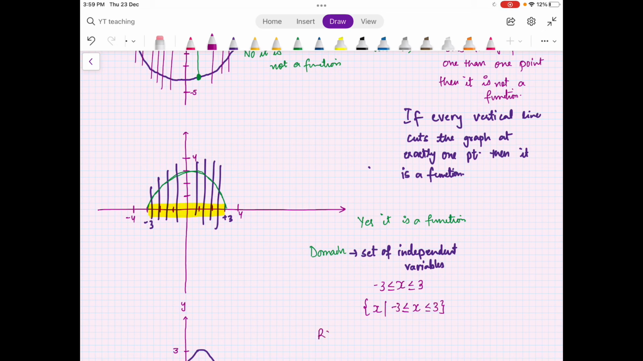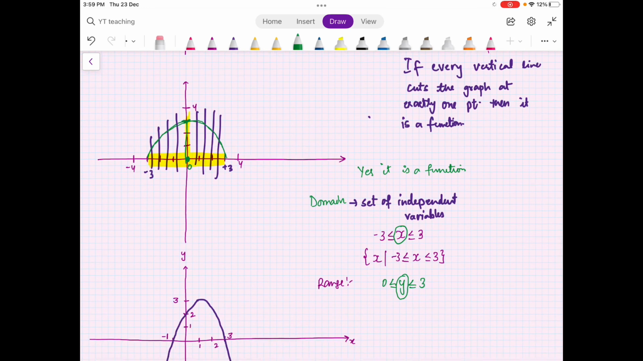And range is the dependent variable range. So you have to see the height of your function. Here you see you are going from 0 to 3. So the range is 0 less than y less than 3. So you have to understand x is for your independent variable, so for domain you will use x, and y is for your dependent variable, so for range you will use y. You can also write it as y such that 0 less than y less than 3. So this is your range.